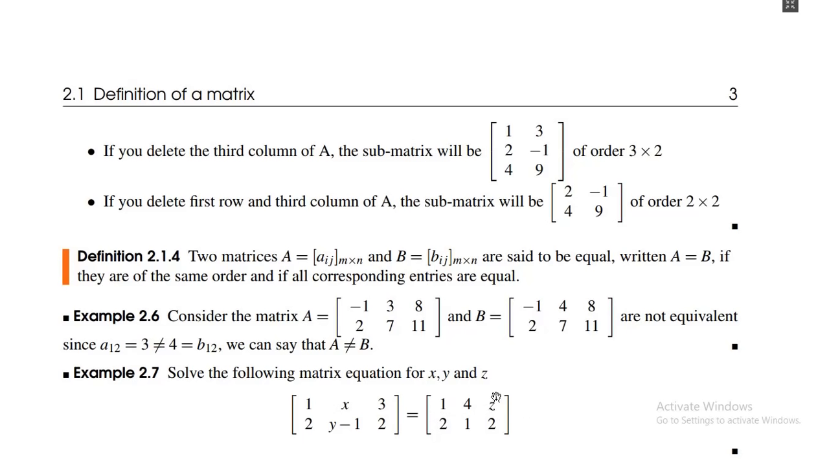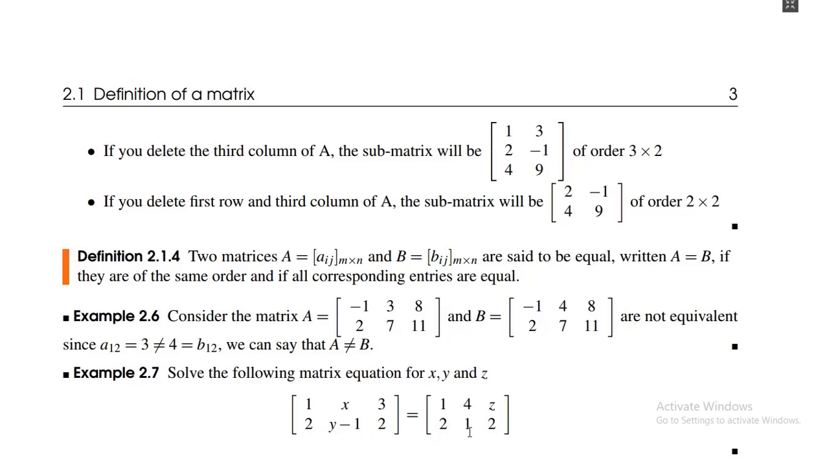Now, as we have seen in the definitions, two matrices are equal if they have the same size or order and their corresponding entries are equal. Therefore here those two matrices have the same size. The size of those matrices is 2 by 3. Now by equating the corresponding entries, we have 1 equals 1, x equals 4. Therefore the value of x is 4, and the value of z is 3, and here 2 equals 2.